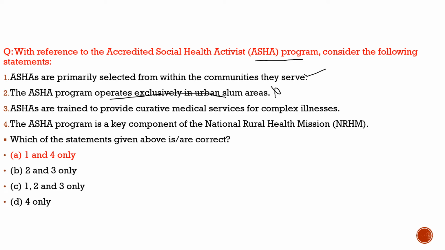Third statement: ASHAs are trained to provide curative medical services for complex illness. Totally incorrect. This is a very absurd statement. Fourth statement: the ASHA program is a key component of the National Rural Health Mission. 100% true. So with respect to this question, the correct statements would be statement 1 and statement 4, and from the code given below, the correct code would be option A.